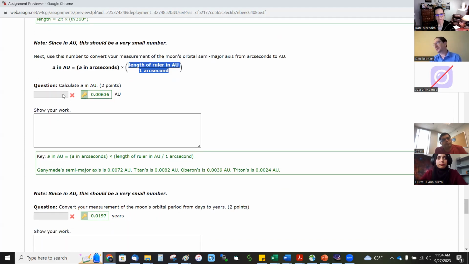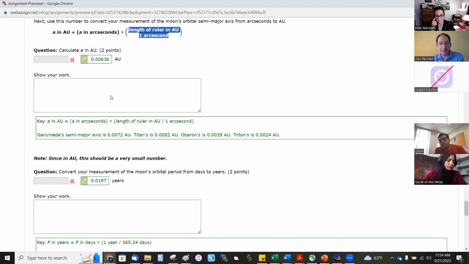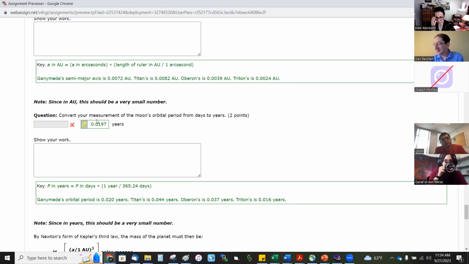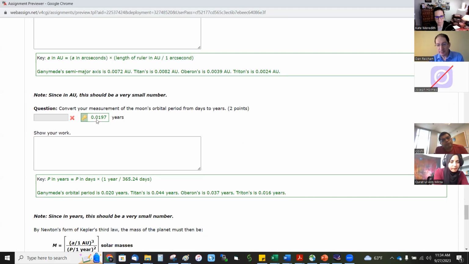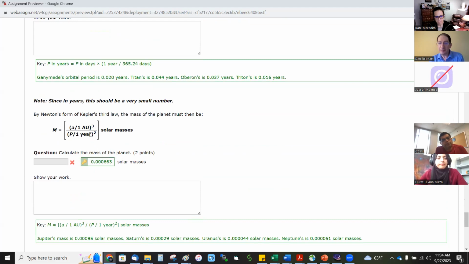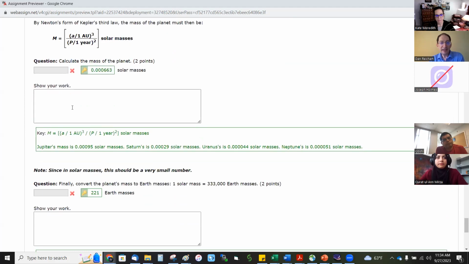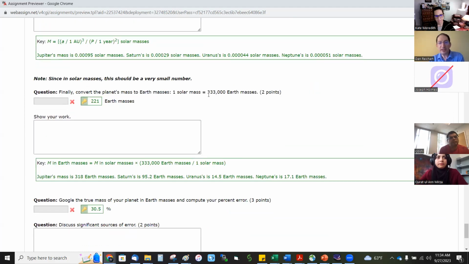And they'll get a very small number because AU is the distance between the sun and the Earth. The distance between a planet and a moon should be a small number of AU, so a very small number there. They take their orbital period, which was in days, converted to years, so again, a small number. And then cube the one, divide by the square of the other. You have the mass of the central body. It's in solar masses, so it should be a small number. Like the mass of Jupiter in solar masses would be tiny. Each of these, they have a place to show their work. And then finally, we convert from solar masses to Earth masses by multiplying by 333,000.